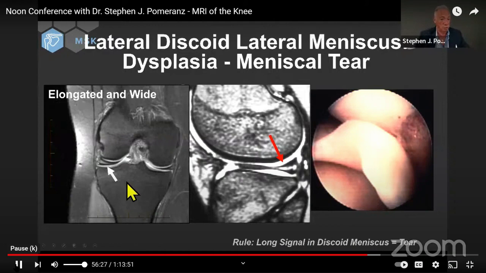What else should prompt you to be worried about it? If the femoral condyle is not as distal as the opposite femoral condyle, or if you have a giant, large fibular head, so-called fibular dysplasia. So any kind of femoral dysplasia, any kind of tibial dysplasia, any kind of fibular dysplasia should make you conjure up the diagnosis of discoid lateral meniscus or variant thereof. Any signal that occurs outside of the outer third in a discoid meniscus is a tear.